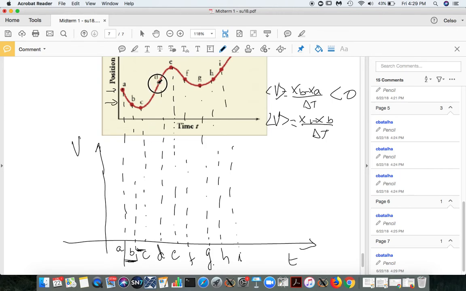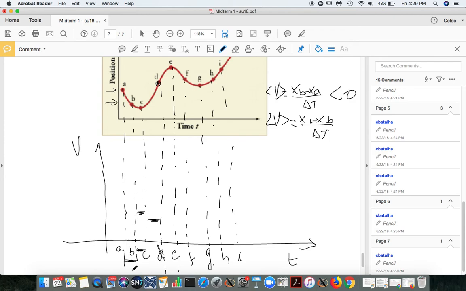But when you go to this part, XD is bigger than XC. It's going to be a positive thing like that. And here it's going to be a positive thing, but the displacement between them is less, so it's going to be a little bit lower, right? And then you go to EF, it's going to be a negative one. And you keep doing it that way on and on.